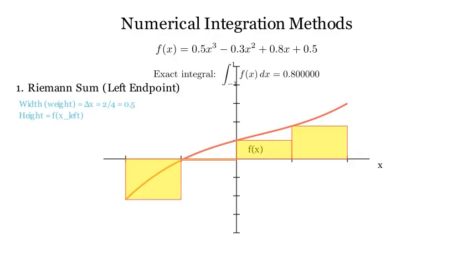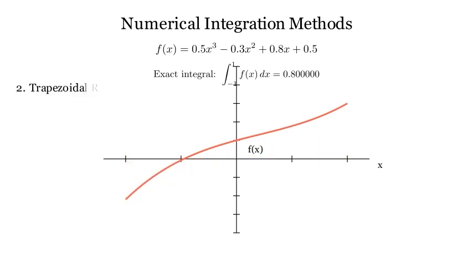So let's say if I divide the whole domain into 4 parts, my delta x will be 0.5 and the height will be the corresponding function value at the left end. So if I do the sum, I'll get the Riemann sum. And here you can see that the error is large.